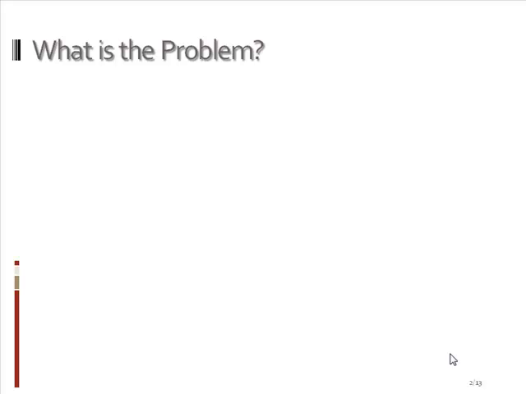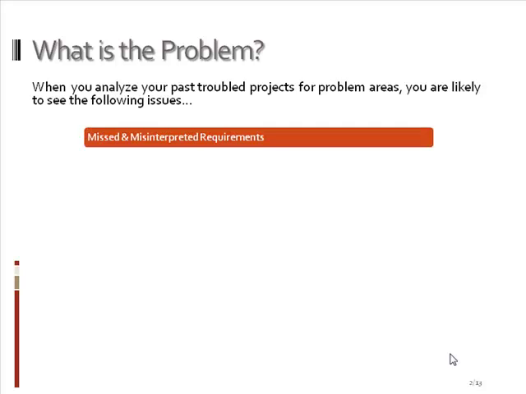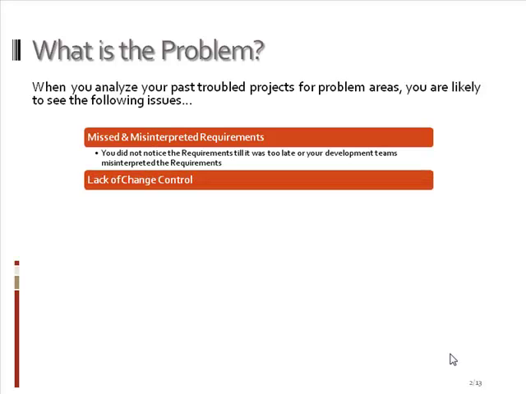To start with, what is the problem we're trying to solve? Well, if you look at your past projects that ran into troubles and analyze the root cause, you're likely to see the following issues. The first one is the usual culprit, missed and misinterpreted requirements. That is, you did not notice that requirements were missing till it was too late for your development teams. Or your development teams occasionally misinterpret your requirements. Right? The other scenario is lack of change control.